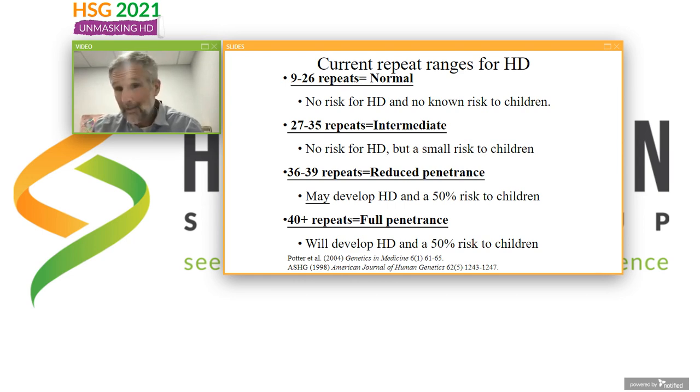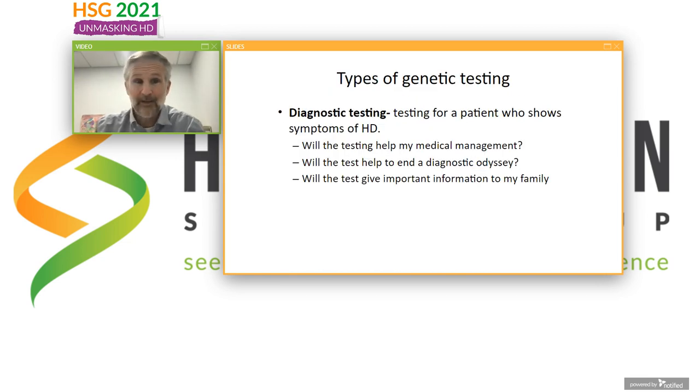With those repeat numbers, though, there is still that 50% chance that that abnormal repeat would be passed to each of their kids. So these are the official ranges that we use to interpret Huntington's.